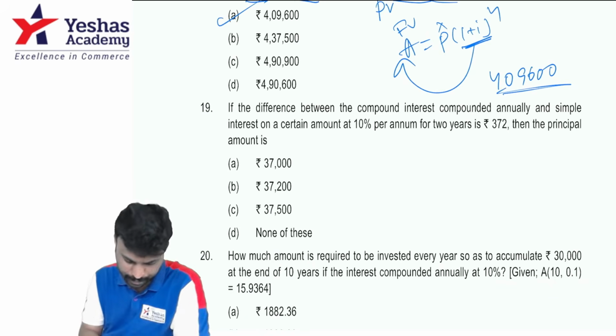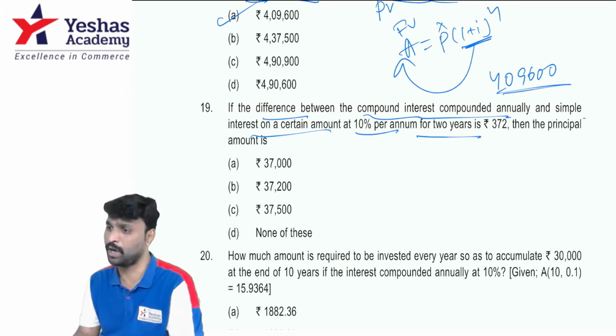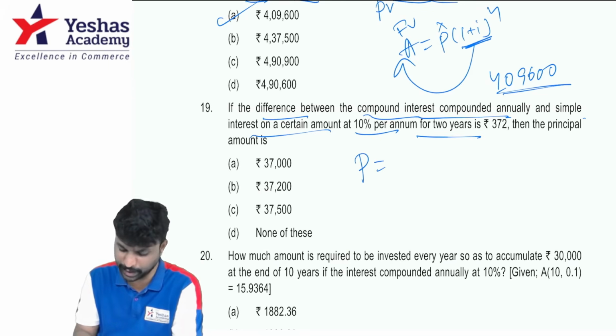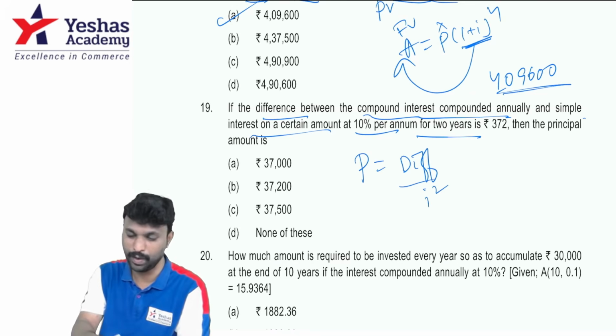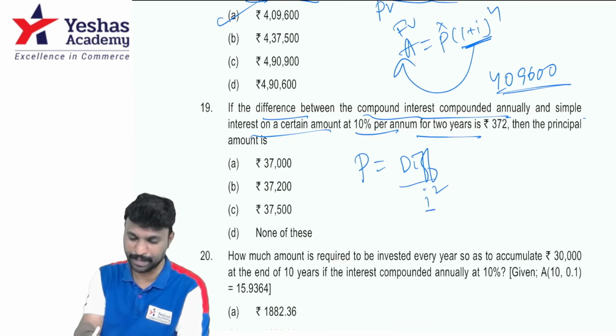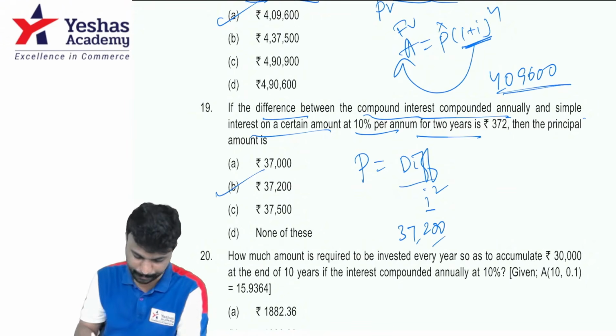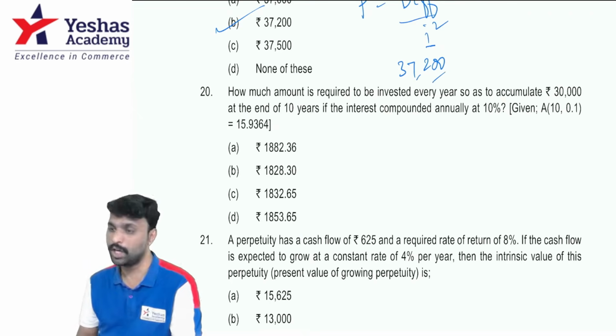Moving on to the question number 19, the difference between CI and SI on a certain sum at 10% per annum is 372. Guys, the shortcut to find the principal for two-year difference is difference divided by I square. Difference is 372 divided by I value is 10%. Type 10%. Again divide, because I square it is, type 10, press a percentage. That fetches me 37,200. Option B is the right answer. Moving on to the next question.